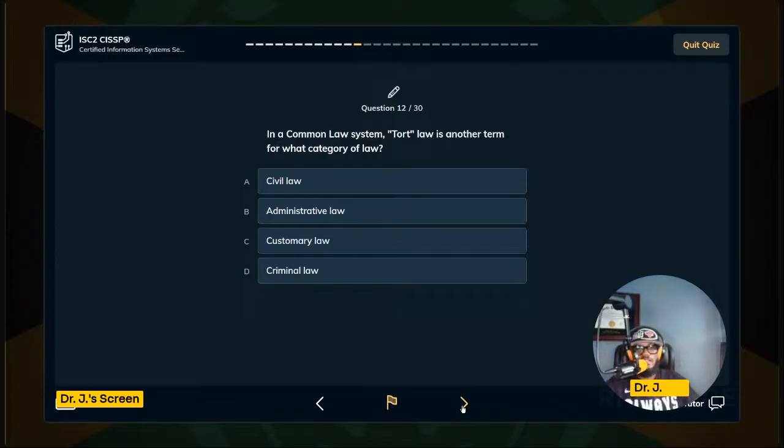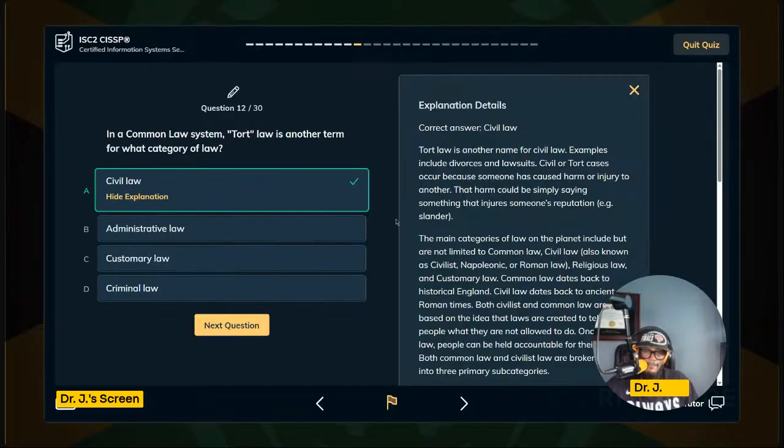All right. In a common law system, tort law is another term for what category of law? I believe that's civil law. Yeah, tort is another name for civil law. Examples include divorce and lawsuits. Civil or tort cases occur because someone has caused harm or injury to another. That harm could be simply saying something that injures someone's reputation, for example, slander.